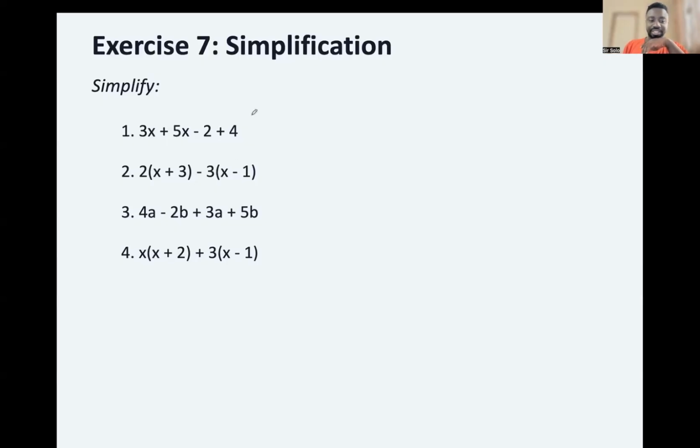The next one is 2(x plus 3) minus (3x minus 1). We just expand. Use that 2 to multiply x and then 2 to multiply 3. So we're going to have 2x plus 2 times 3, which is 6. Then minus 3 times x is minus 3x, and minus 3 times minus 1 is positive 1. Right? Then we group like terms: 2x minus 3x plus 6 plus 1.